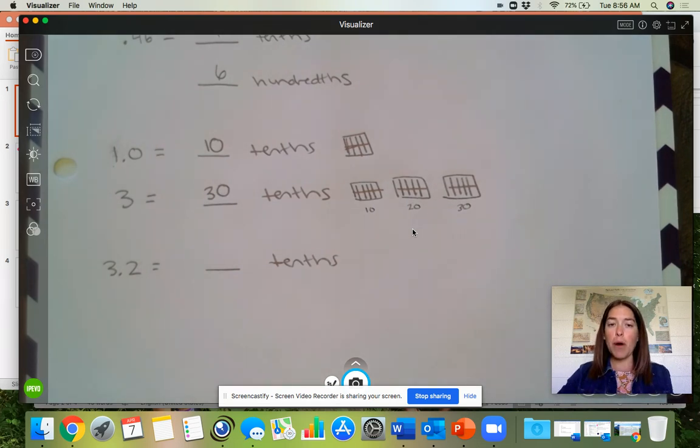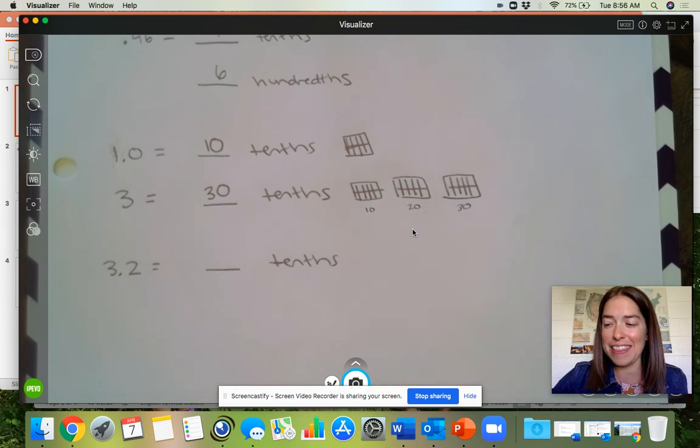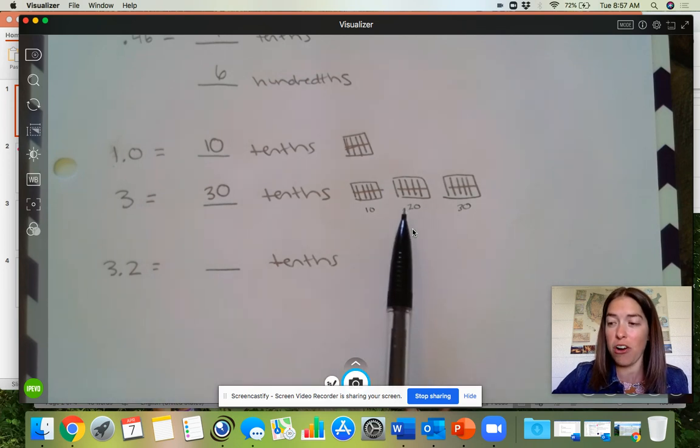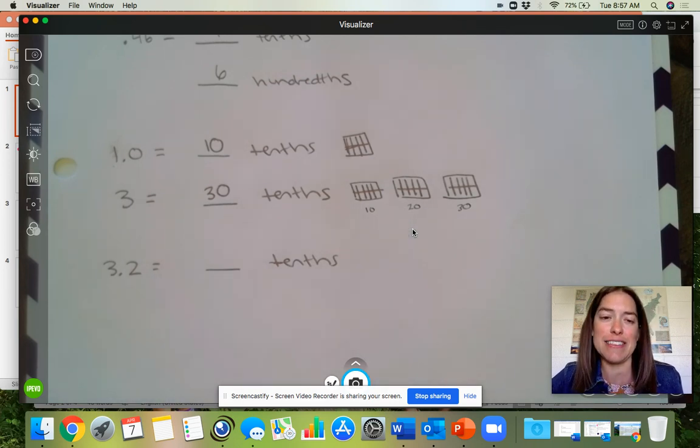All right, for the most challenging piece yet, how many tenths are in 3 and 2 tenths? Try this one on your own. You could draw a picture. You can use what we already know. How many tenths are in 3 and 2 tenths?